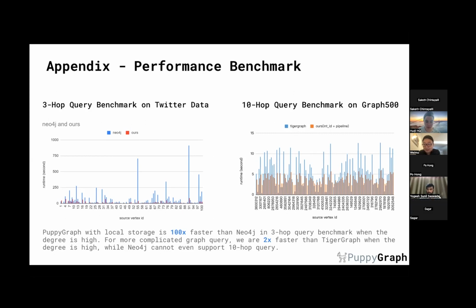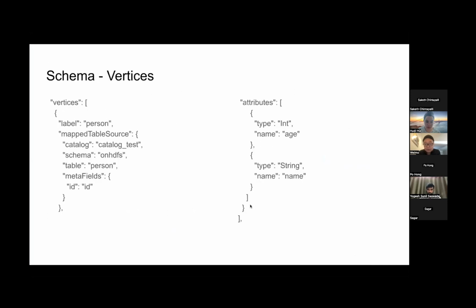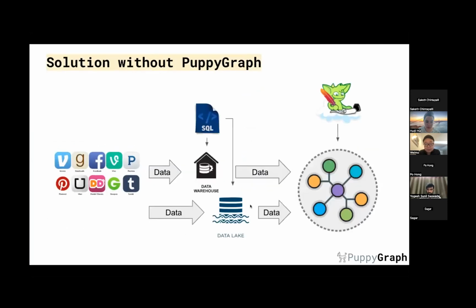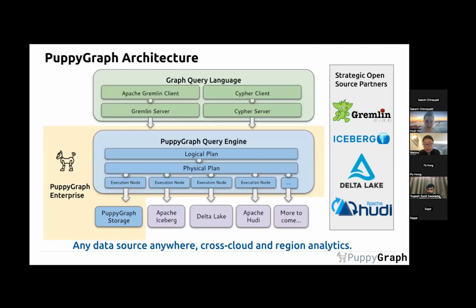Hi, I have a question. Can I go back to the architecture slide? In the query, you mentioned that you're also generating logical and physical plans, right? The PuppyGraph query engine. Are you doing some kind of code gen or using pre-compiled primitives to generate these plans?